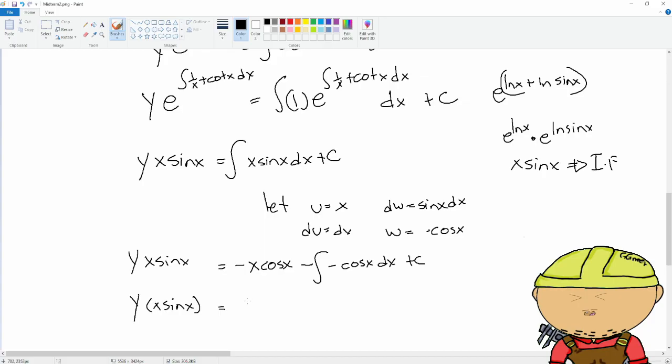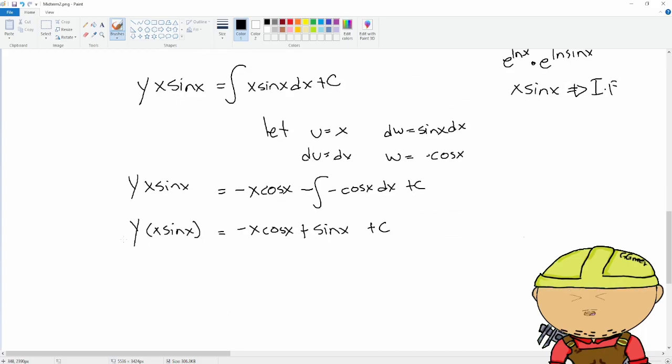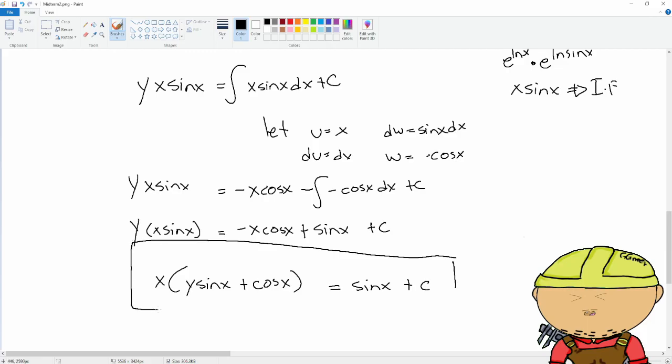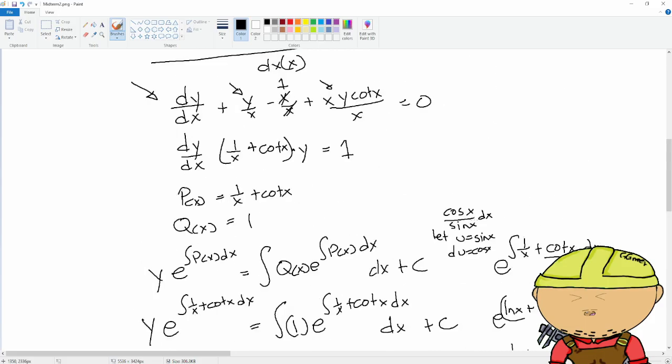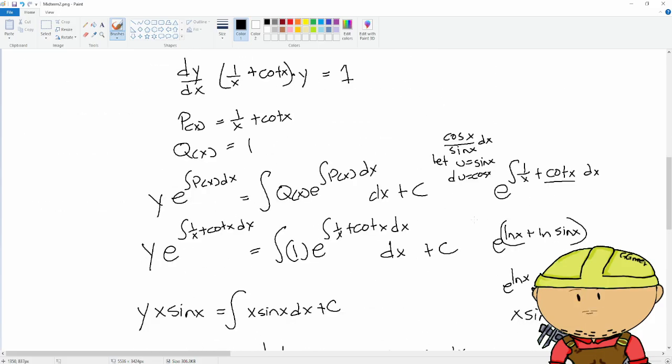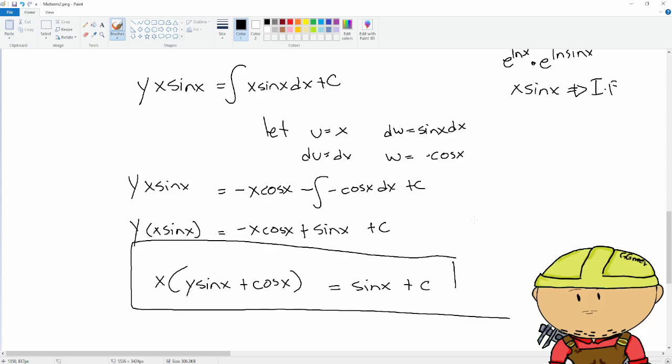So y x sine x is equal to, we could take our time, right? Let's not rush our solution, but that will become positive sine x plus c. Right? Move the negative one to the opposite side. That will become x y sine x plus x cosine x is equal to sine x plus c. And that is now our general solution. Right? Do we have an IVP? No. So that is now our general solution.